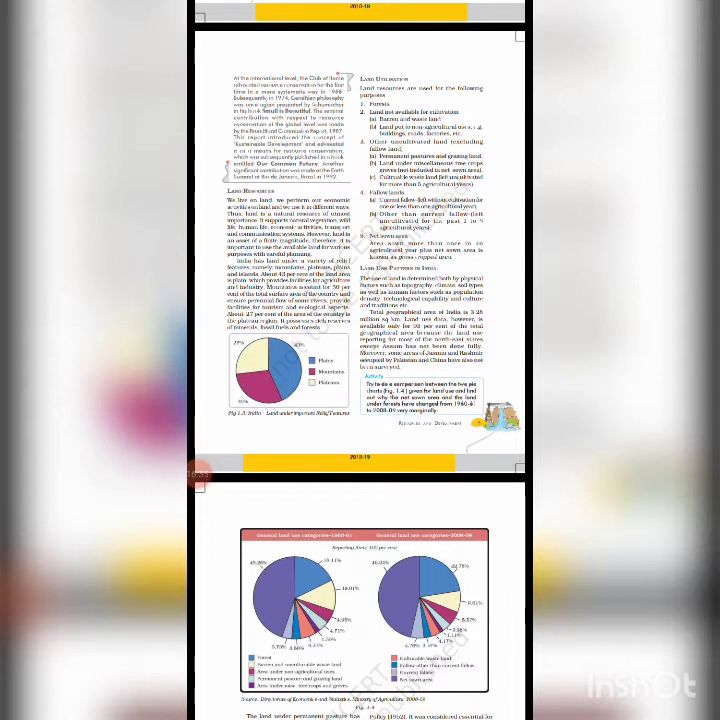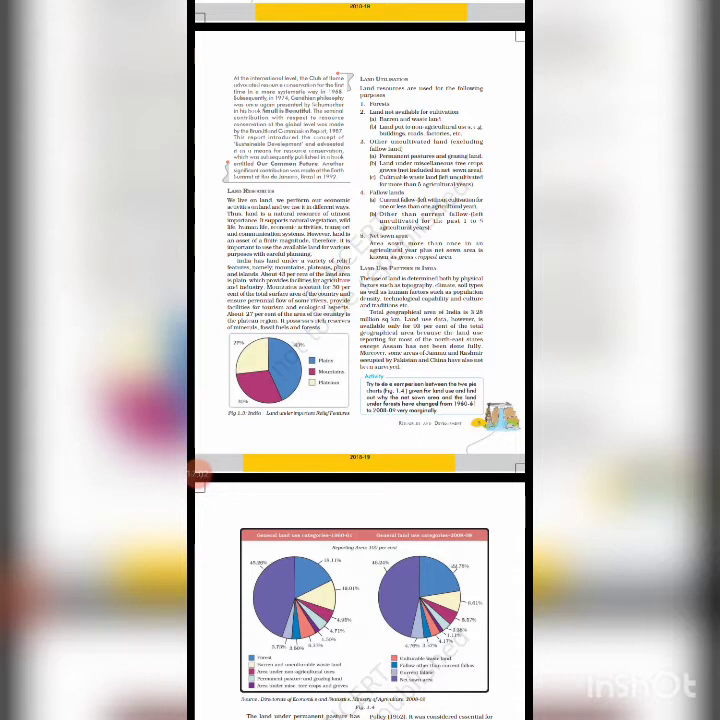Land utilization. Land resources are used for the following purposes: forests, land not available for cultivation, barren and wasteland, land put to non-agricultural uses.